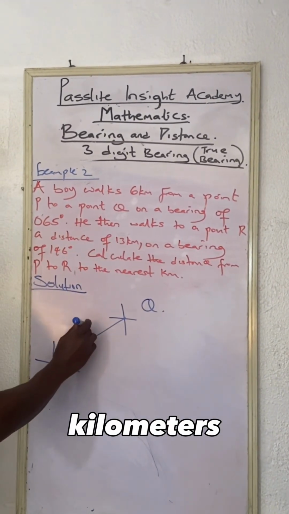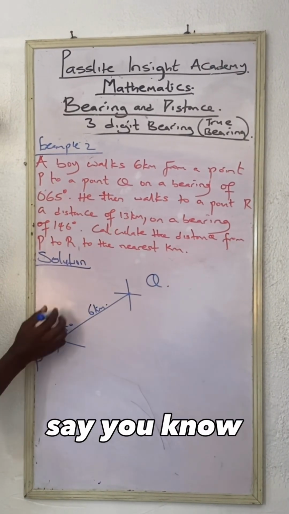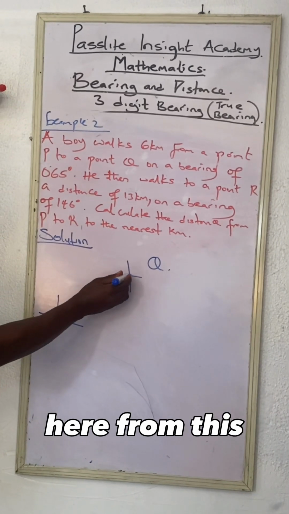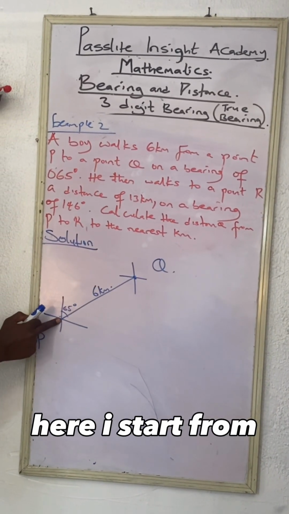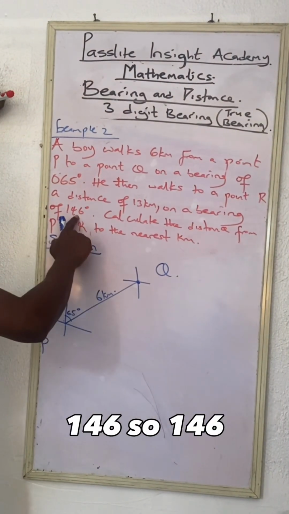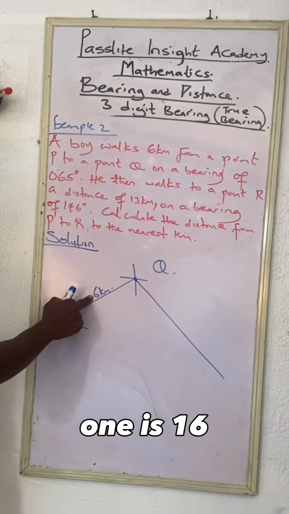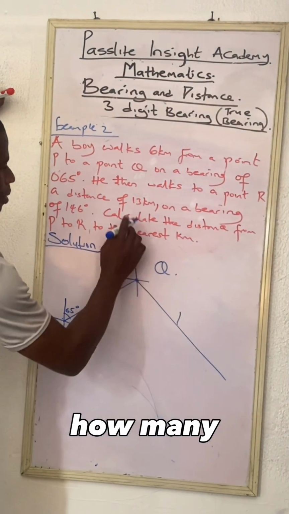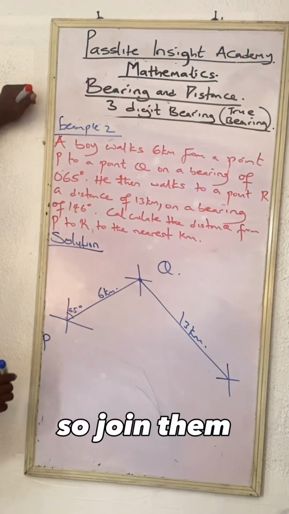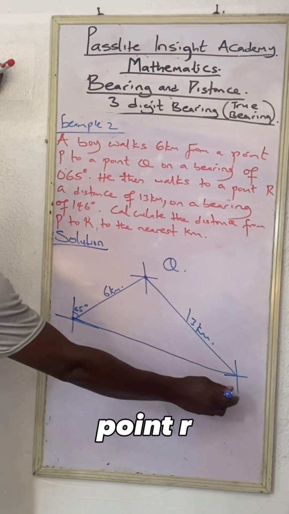Distance 6 kilometers. He then walks to a point R, 13 kilometers away, on a bearing of 146 degrees. So from this point Q, I walk again on 146, which will be on this side, and I will have a longer distance. This one is 6 kilometers, and this one is 13 kilometers. So draw it like that and join them together. So this is your point R.